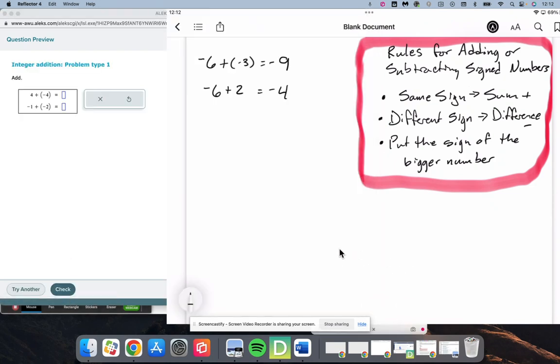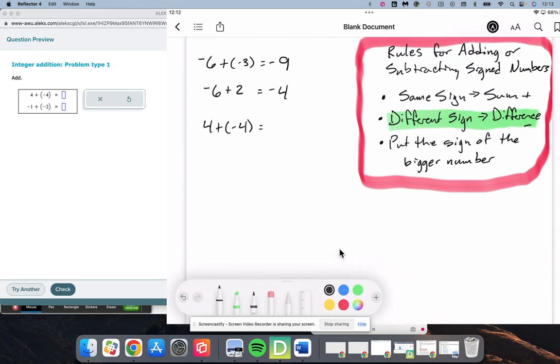We're going to be looking at 4 plus -4. We see that the signs are different. The first 4 is positive, the second 4 is negative, so we find the difference, which means to subtract. The difference between 4 and 4 is 0. And neither 4 or 4 are bigger. And so there is not going to be a sign on there because 0 just doesn't have a sign.